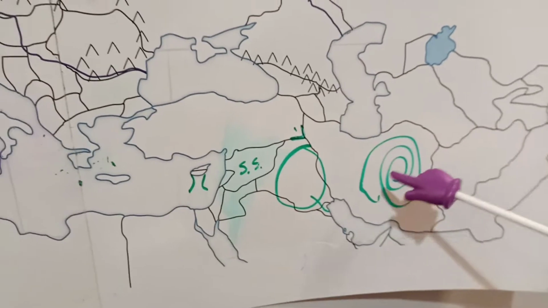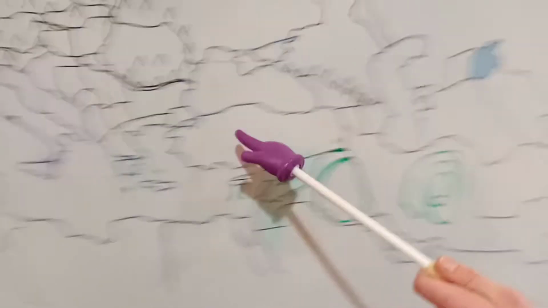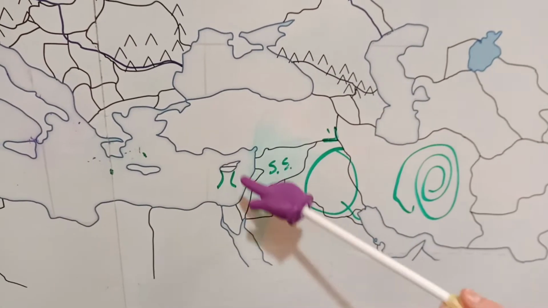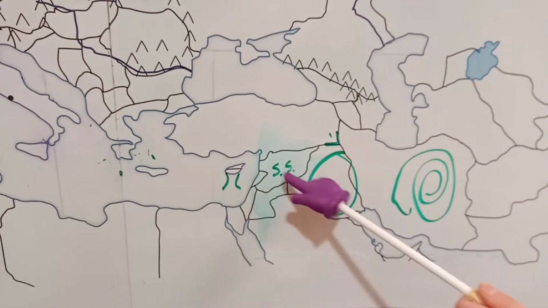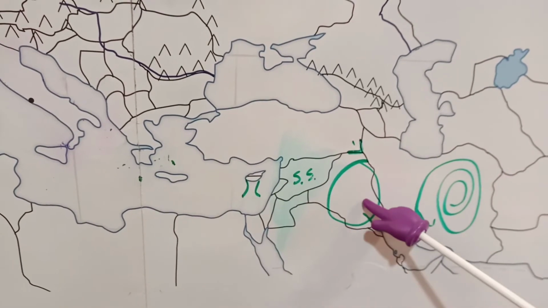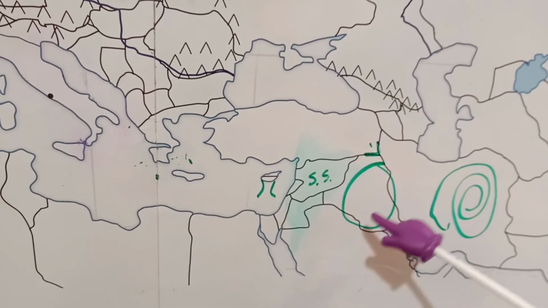So that's Iran. So again, we have Turkey. Then we have Cyprus, our cypress tree. The SS Syria. Iraq, and then I ran with my little snail.